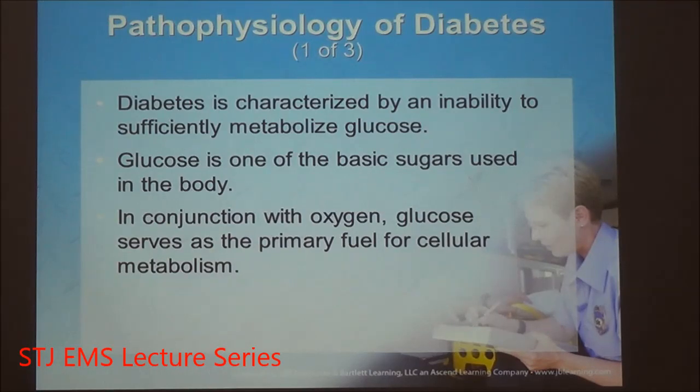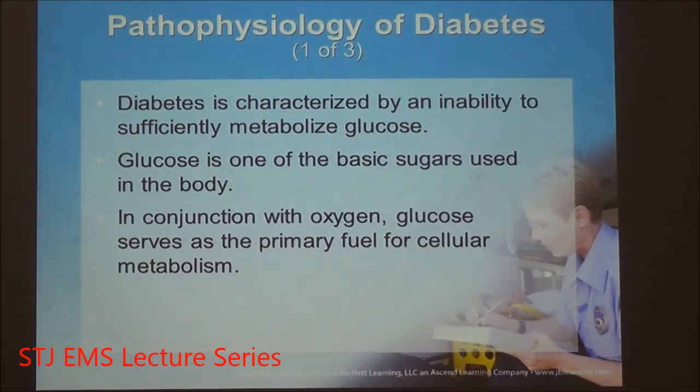Glucose is one of our basic sugars that we need in conjunction with oxygen. The cells use it as part of aerobic metabolism to create ATP. ATP is the battery pack of cells. Cellular metabolism requires sugar and oxygen for good aerobic metabolism, and the waste product is CO2.